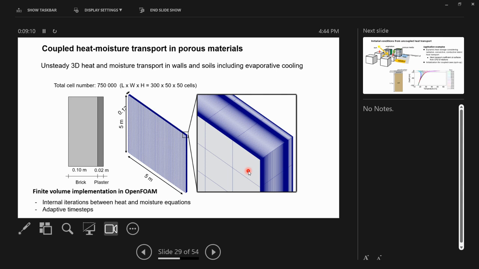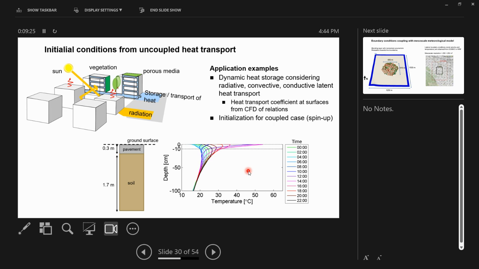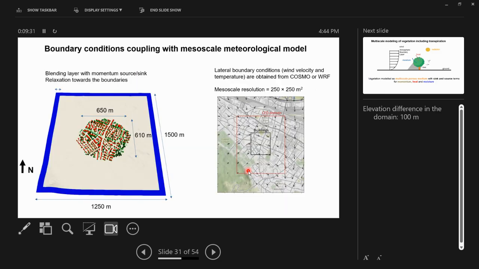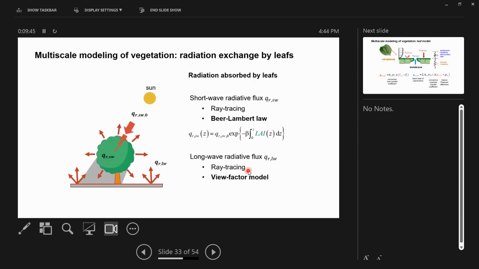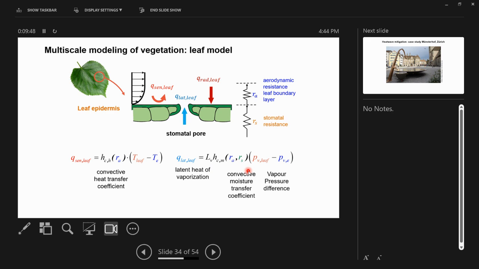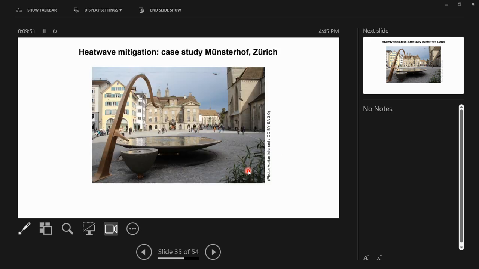Why is it so fine? Because you can have rain, you can have really jumps in capillary pressure, you can have suddenly solar radiation that is really drying out. So you see, you cannot make one general mesh for everything, you have to get specific meshes. We use this model also for initial conditions, where we only look at heat. We couple it to mesoscale meteorological models using a blending layer. I don't go too much in the details. We have a porous medium approach for the vegetation, radiation for the vegetation, and also evaporative, transpirative cooling.